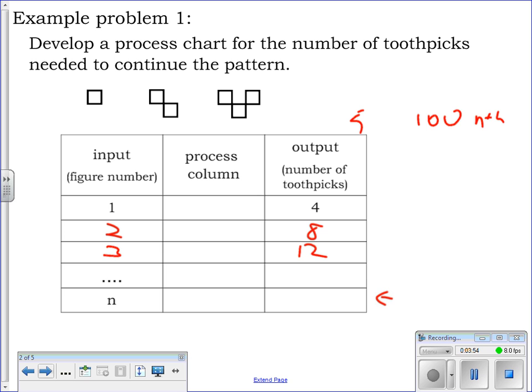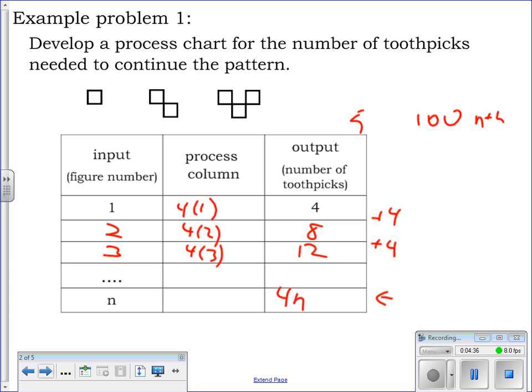I can add 4. If I add 4 and add 4, if I'm adding or subtracting the same thing each time, that is my first step in finding my formula. My formula is 4 times n plus or minus something. That plus or minus might be 0. I might not be adding anything to it. Okay, so in my process column, technically what I have here is 4 times 1, 4 times 2, 4 times 3, and possibly plus or minus something.